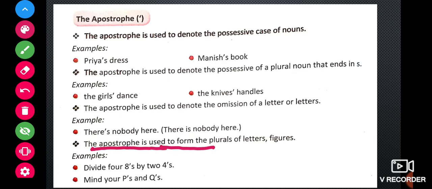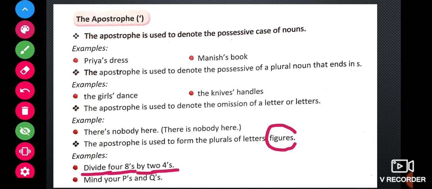The apostrophe is used to form the plurals of letters, figures. For example, divide 4 eight's by 2 four's. Now these are figures 8 and 4. So to make plural of these figures, to make plural of numbers, we add apostrophe and then s.